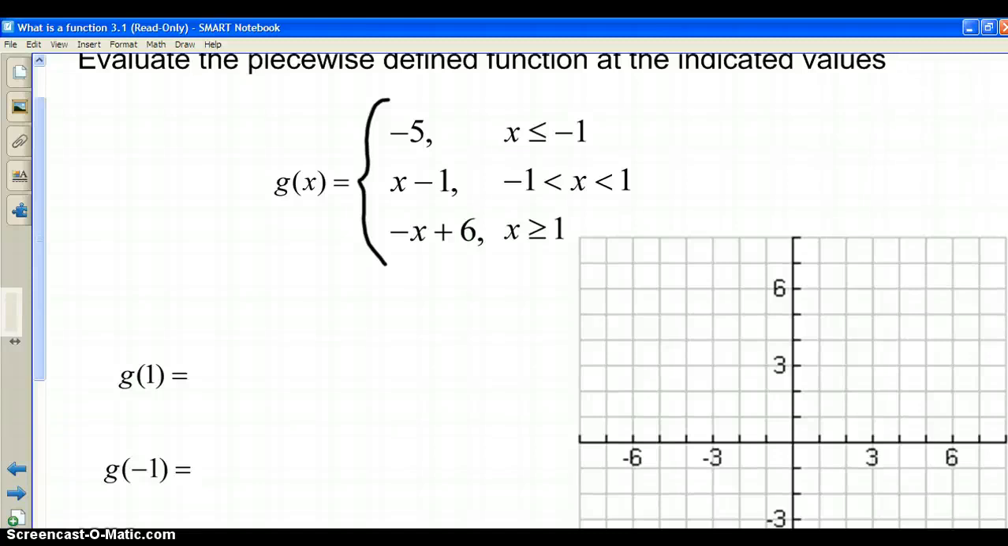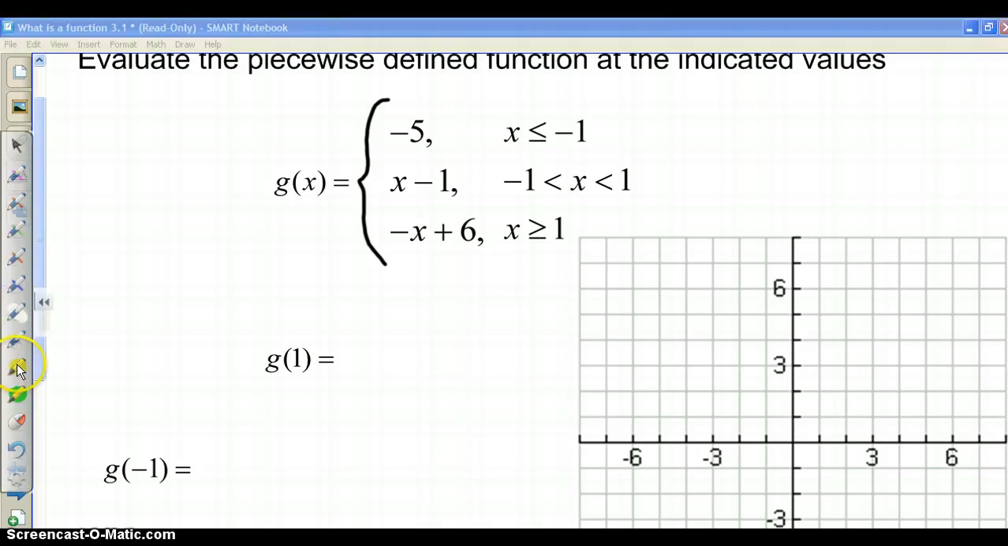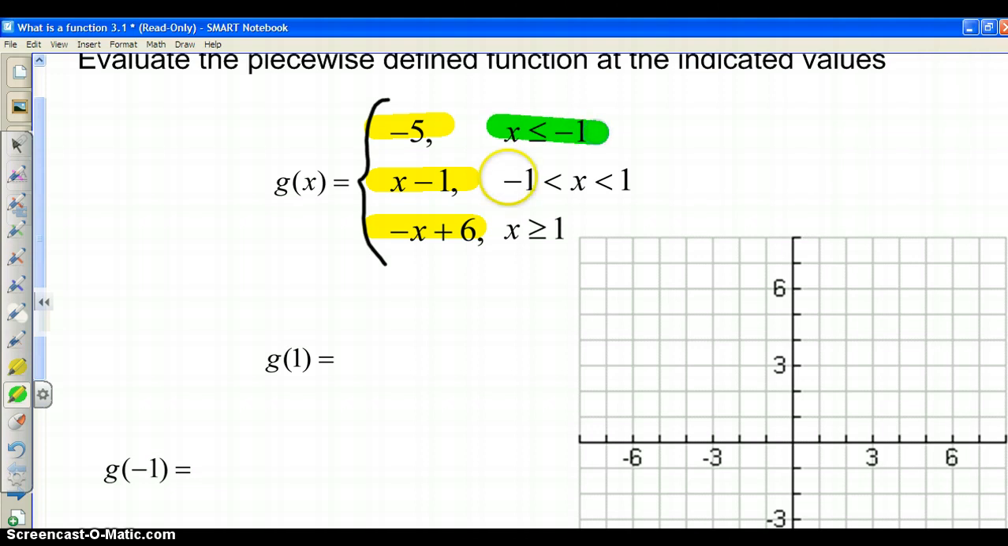Okay, we're going to look at piecewise functions a little differently. So let's plug this g of 1 value, plug 1 into this function. You have to figure out which of the three functions you're going to plug into. Remember, we've got three functions here. These are our three functions, and we've got three domains that go with those three functions.